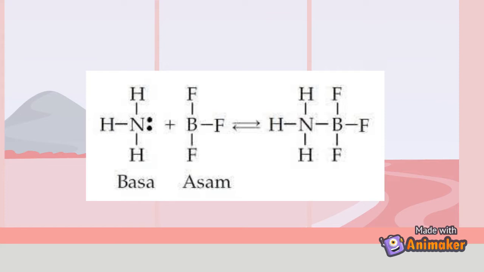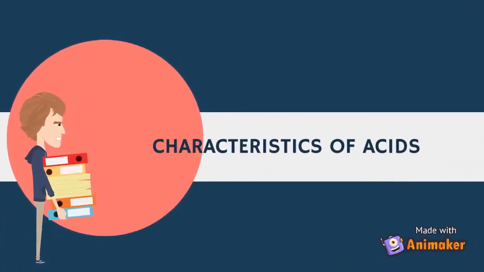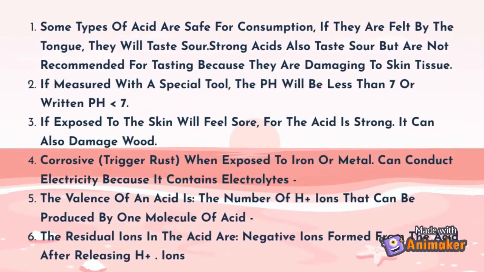Okay, the next topic I want to talk about is the characteristics of acid. There are several characteristics of acid that I will explain. The first is that some types of acid are safe for consumption. If they are felt by the tongue, they will taste sour. Strong acid also tastes sour, but it is not recommended for testing because it is damaging to skin tissue.